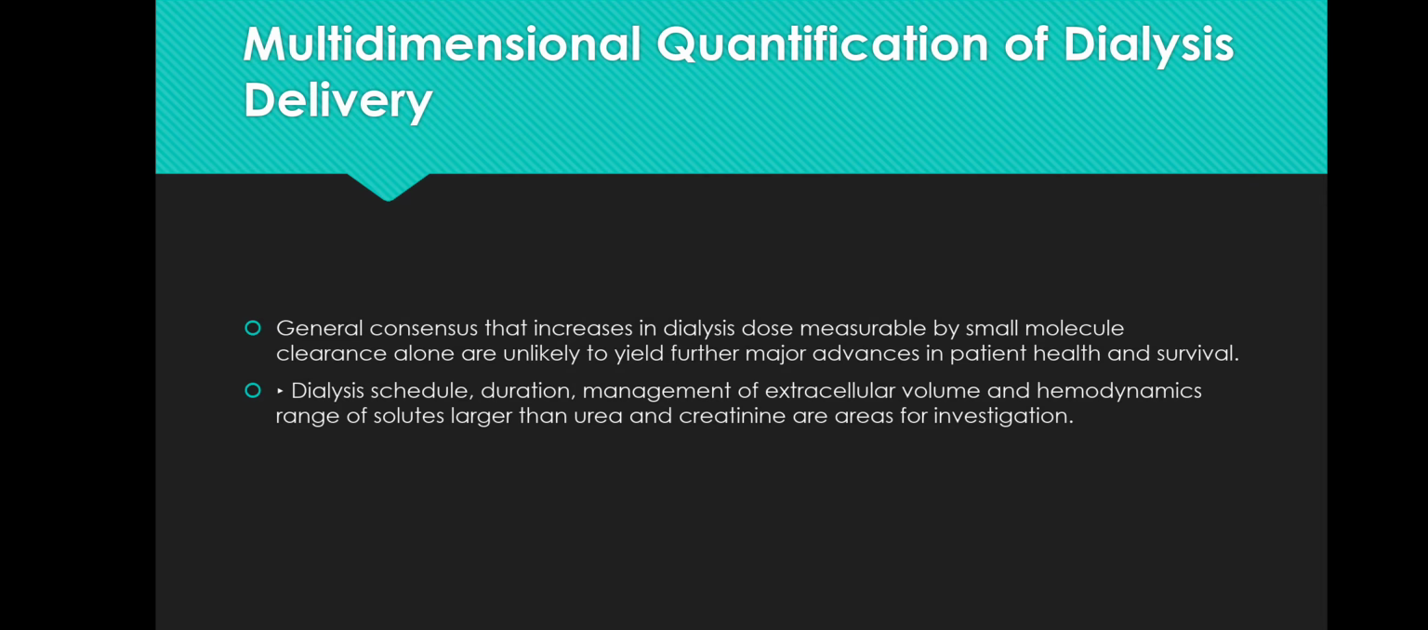Next, we discuss the multi-dimensional dialysis delivery system. In general, increases in the dialysis dose measured by small molecule clearance alone are unlikely to produce major improvement in patient health and survival. Then the dialysis schedule, duration, management of extracellular volume and hemodynamic control, and clearance of solutes larger than urea, such as creatinine, are under investigation.